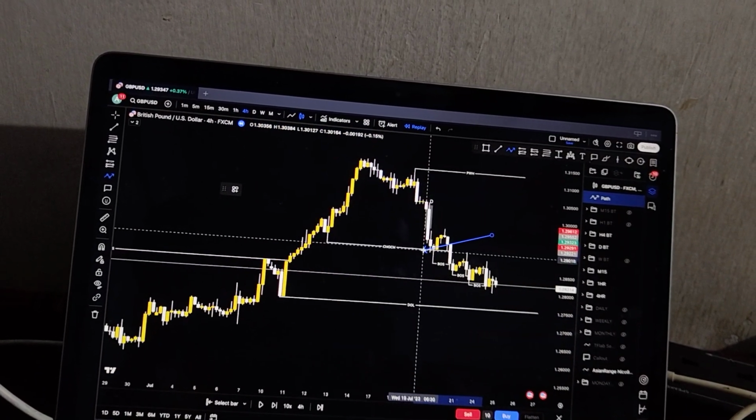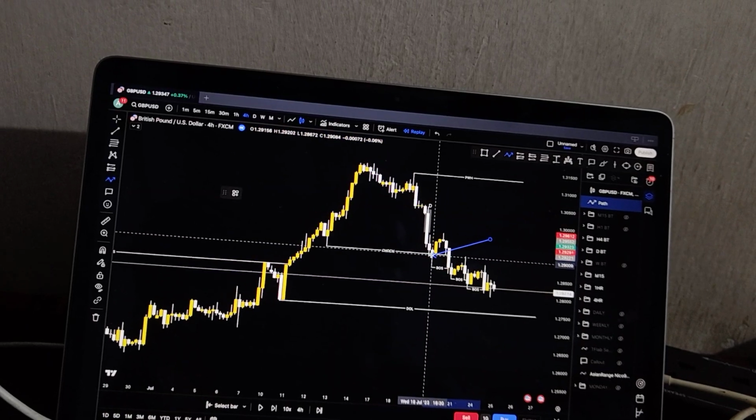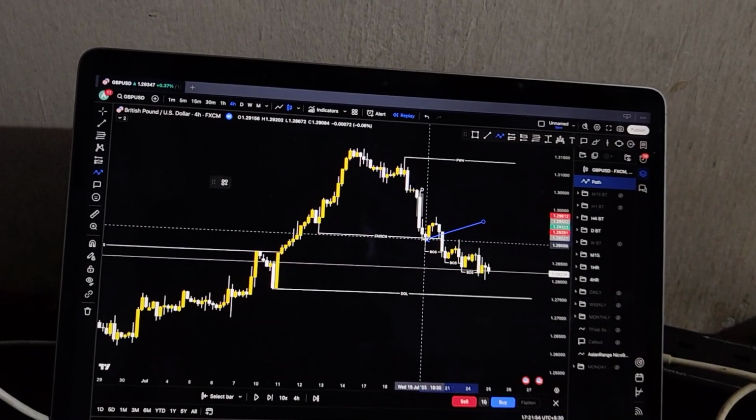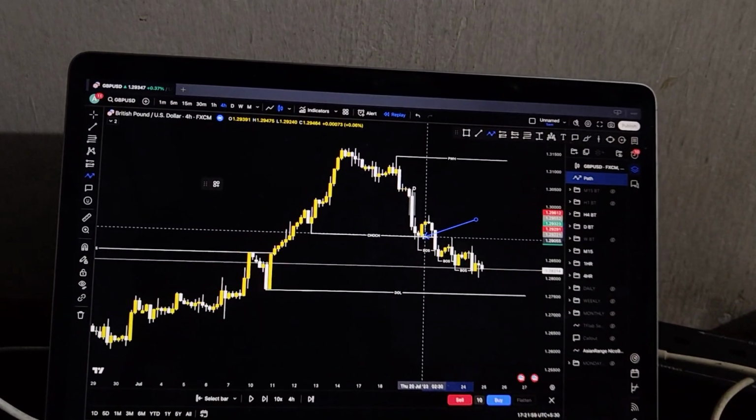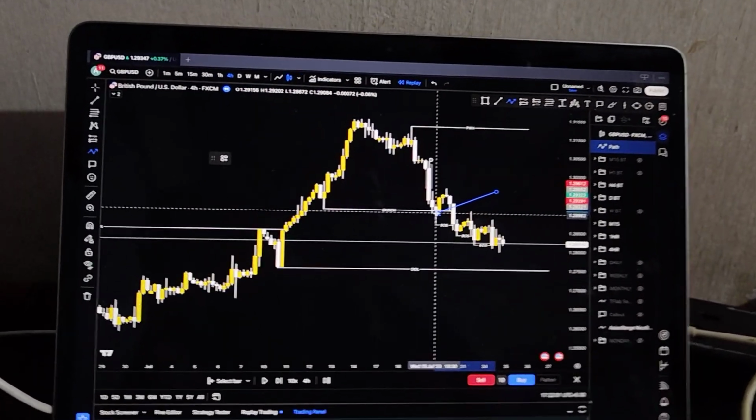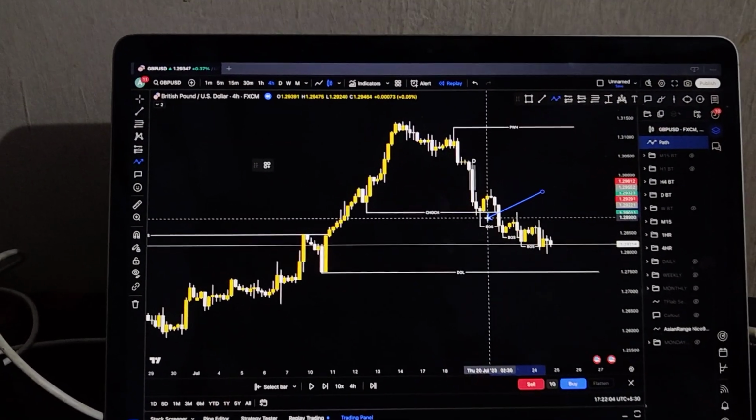This was the 4-hour change of character from where we could have started to look for sells. Obviously, until and unless there is a 4-hour change of character, we cannot look for sells. We can, but it is not high probability. But once this change of character happened, then we can take a good trade.